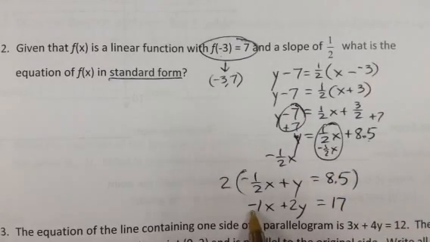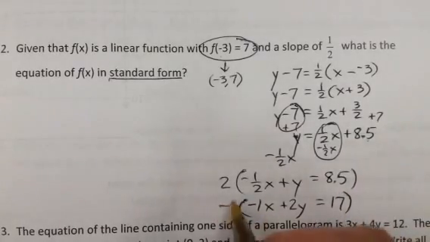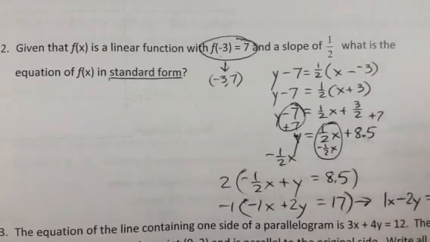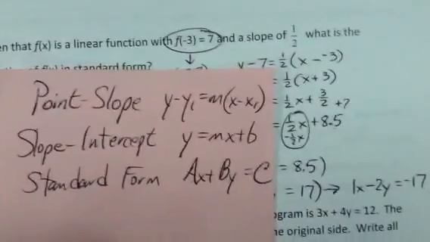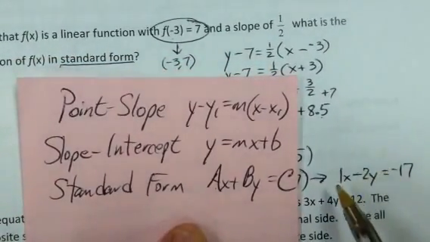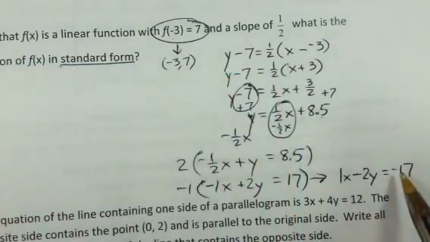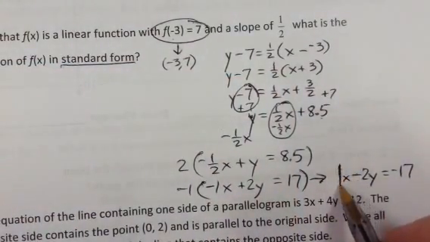My leading number cannot be negative, so I'm going to multiply everything by -1. That will give me my final answer of x minus 2y is equal to -17. And if you notice, that is in standard form. A is 1, B is a -2, and C is a -17. Here is my answer right here.